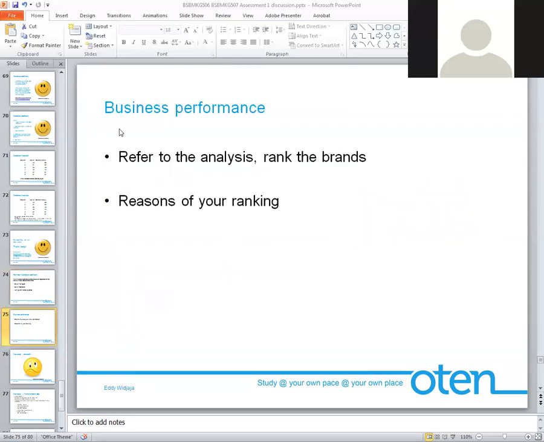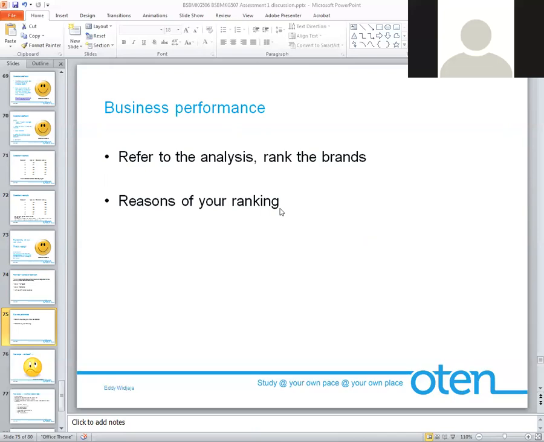Now, this is the last task for this assessment, business performance. You need to look at your analysis again and rank the brands. You have 3 brands: Twinkle, Baby Biscuit, Kiddos Ruse, and also Devil Street, right? You need to rank them based on their performance, which one is the best performer, and outline your reasons for ranking.